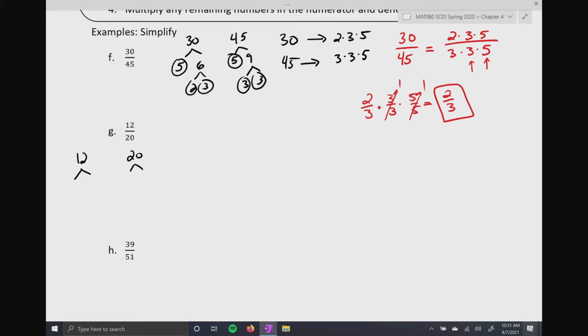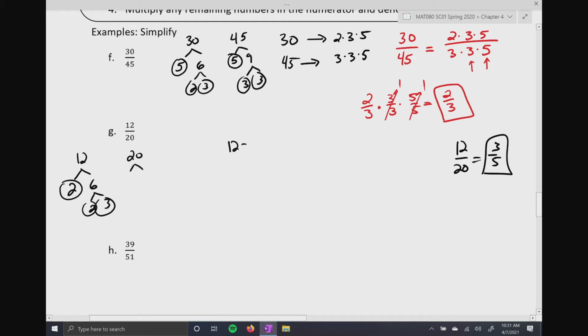Okay, are we ready? Leah, what'd you get? I got 12 over 20 equals 3/5. I got that too. All right, so let's just see if you're correct. So the 12, I'm going to write the prime factorization, 2 and 6, 2 and 3. So hopefully we all got 12 is equal to 2 times 2 times 3. 20 is 4 and 5, and the 4 could break down into 2 times 2. So 20 equals 2 times 2 times 5.